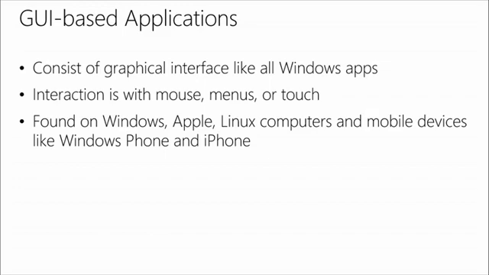You interact with these through the use of menus, by using the mouse, keyboard shortcuts, or, because of the introduction of Windows 8, and of course, even talking about our tablets and our phones, through a touch interface. So they have graphic elements: icons, squares, something on the application you're interacting with. And again, they're found on Windows computers, Apple computers, Linux computers, mobile devices like Windows phones and iPhones. Those are all good examples of GUI-based applications.